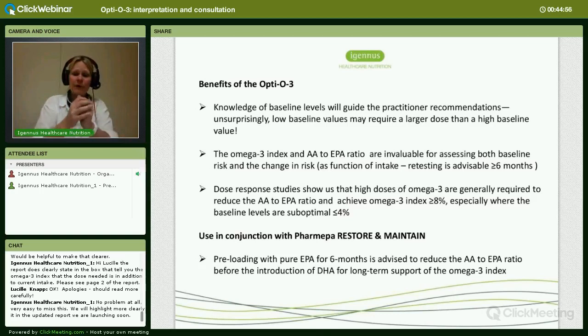Using it in conjunction with the Epa Restore and Maintain is going to add even more value to your treatment protocol. We generally advise preloading with pure EPA, and that helps to deal with any underlying inflammation. And this helps to reduce the AA to EPA ratio. And then at a later date, we can start considering introducing DHA for long-term support of the omega-3 index, as well as the AA to EPA ratio.